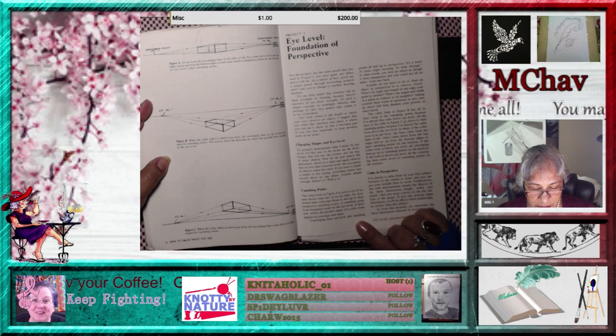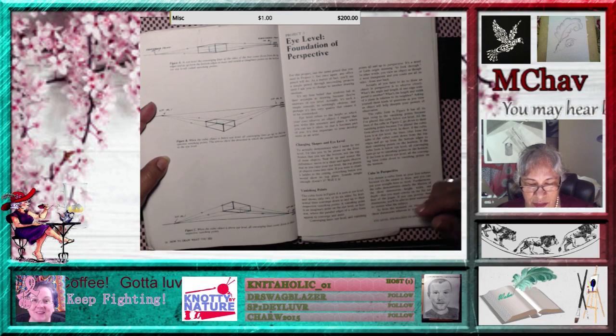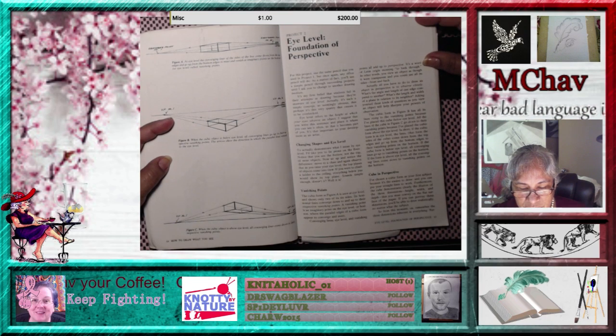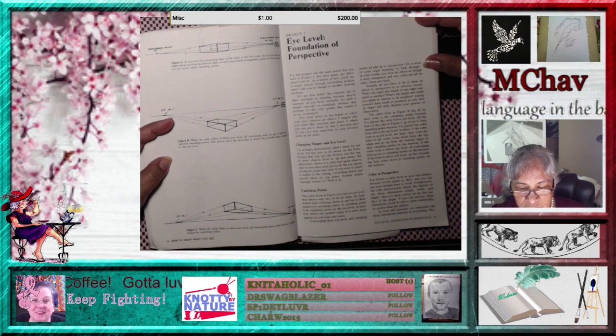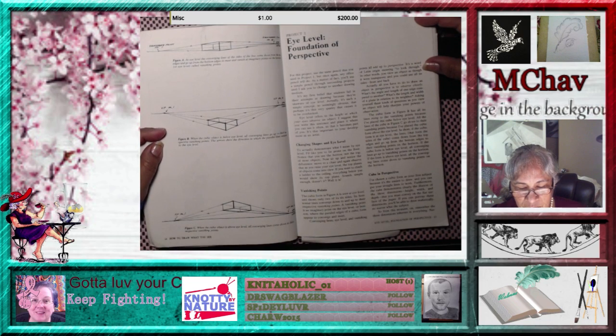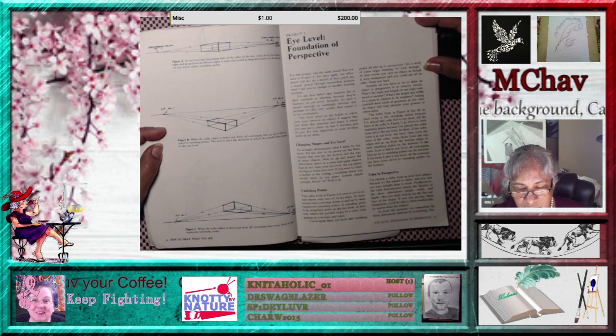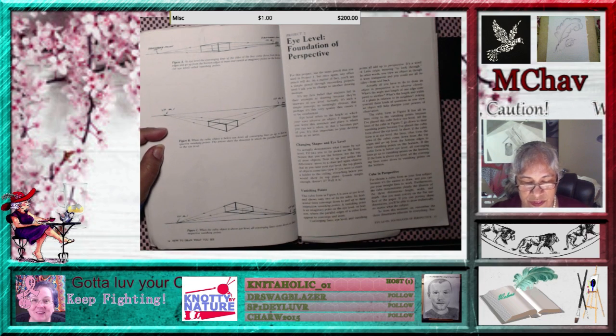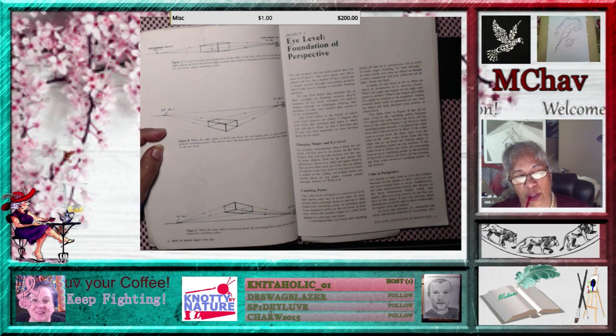Converging lines, eye level, and vanishing points all add up to perspective. It's a word of Latin origin meaning to look through. In other words, you view an object as though it were transparent and you could see all of its sides, front and back.